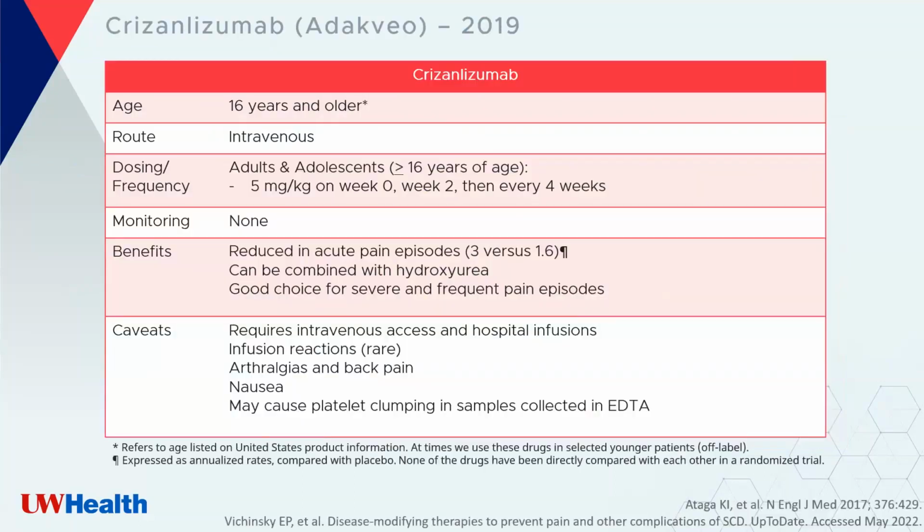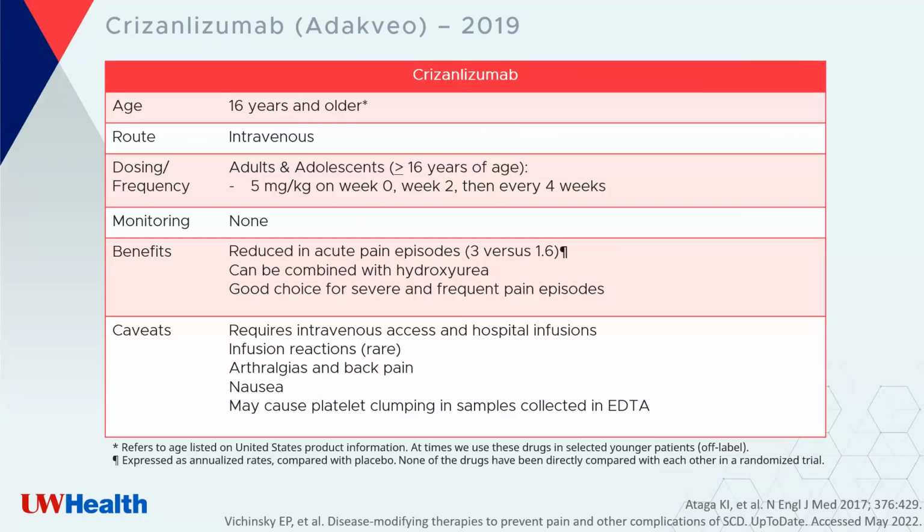And then fourth here, I wanted to note crizanlizumab, brand name Adakveo. This is a monoclonal antibody which was approved in 2019 for patients that are 16 years of age and older. In contrast to the others, this is an IV formulation, and this can reduce acute pain episodes. It also can be combined with hydroxyurea therapy, and it's a good choice for severe and frequent pain episodes that you might see in a certain pain patient population.